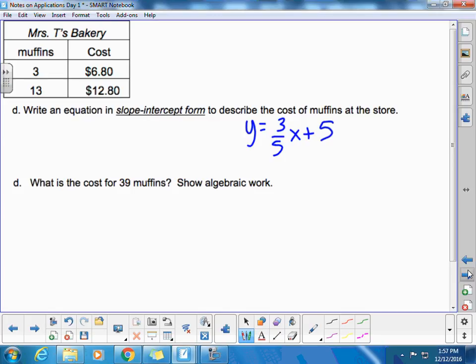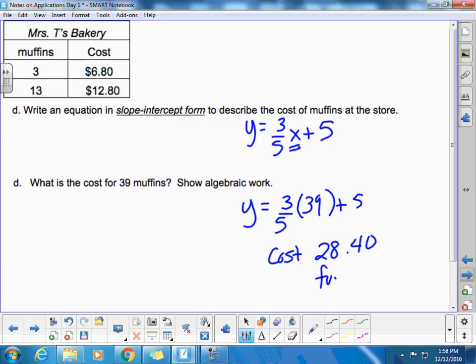So if I buy 39 muffins, I go in here. I'd have y equals 3/5 times 39 plus 5, and that equals $28.40. So the cost would be $28.40 for 39 muffins.